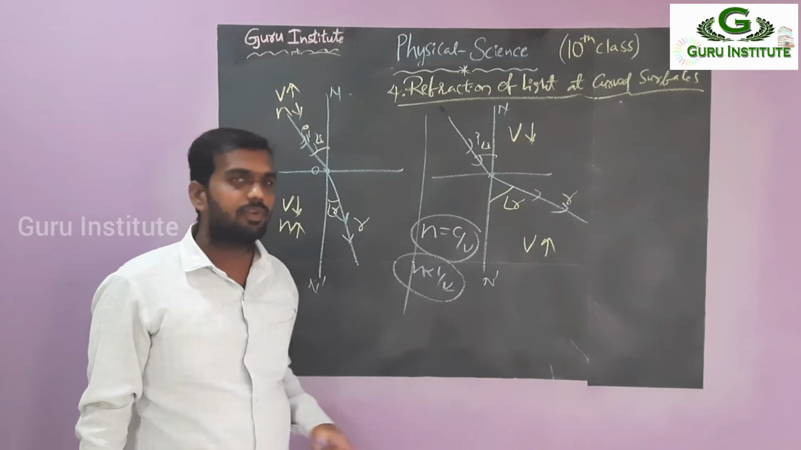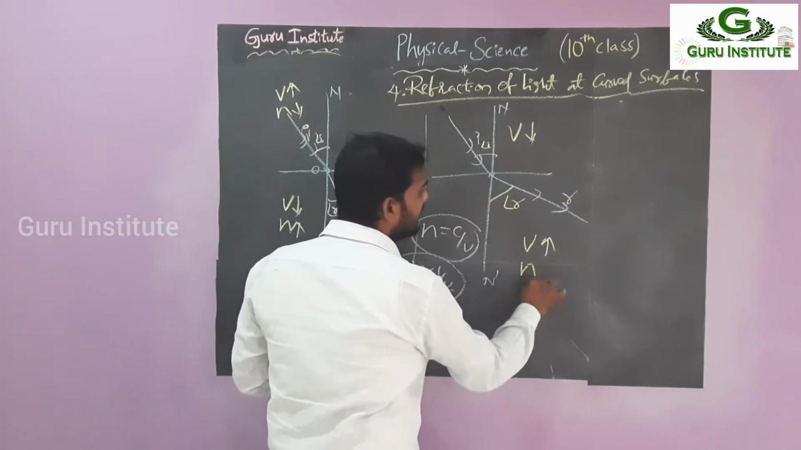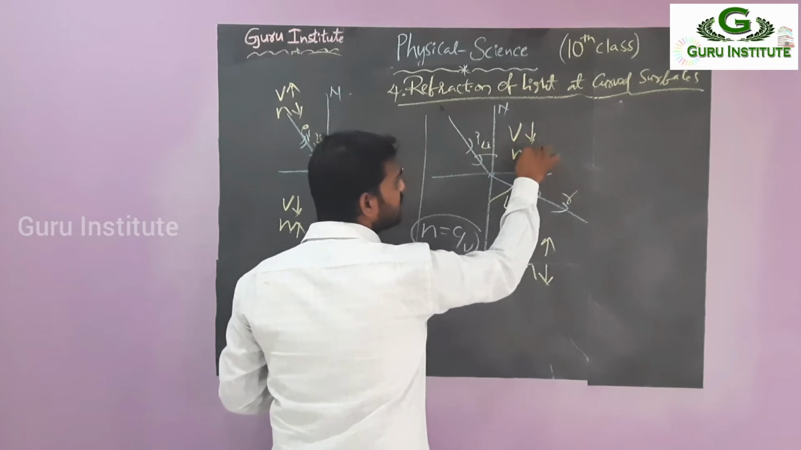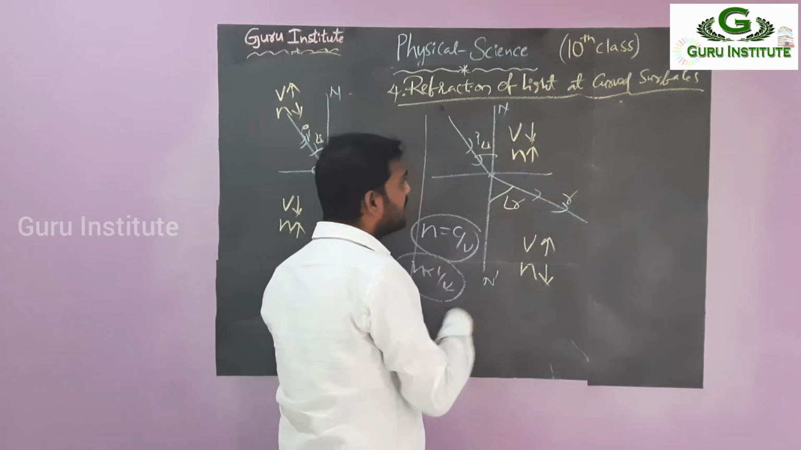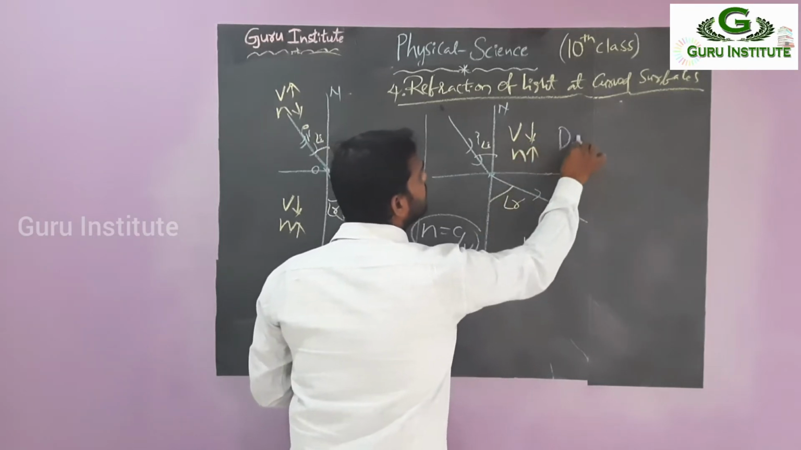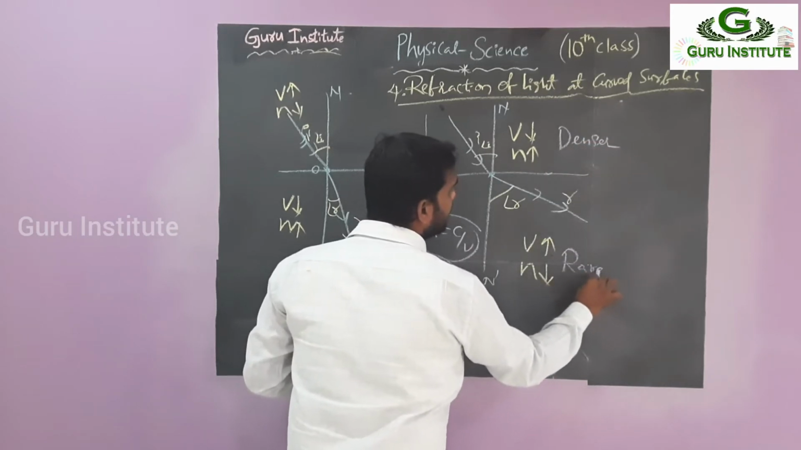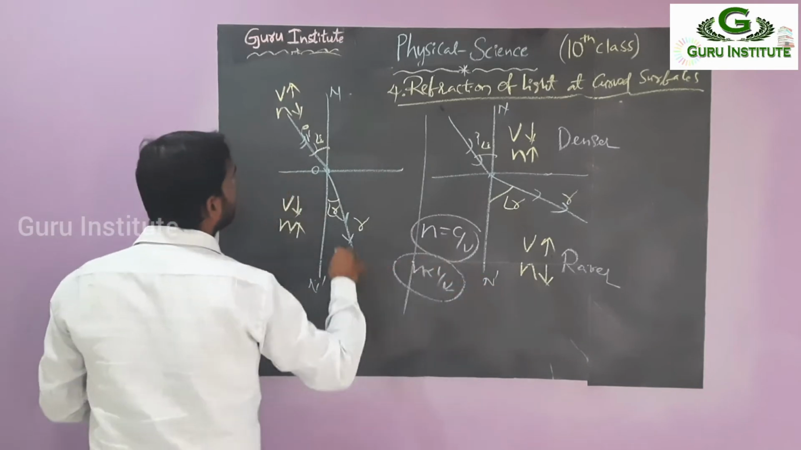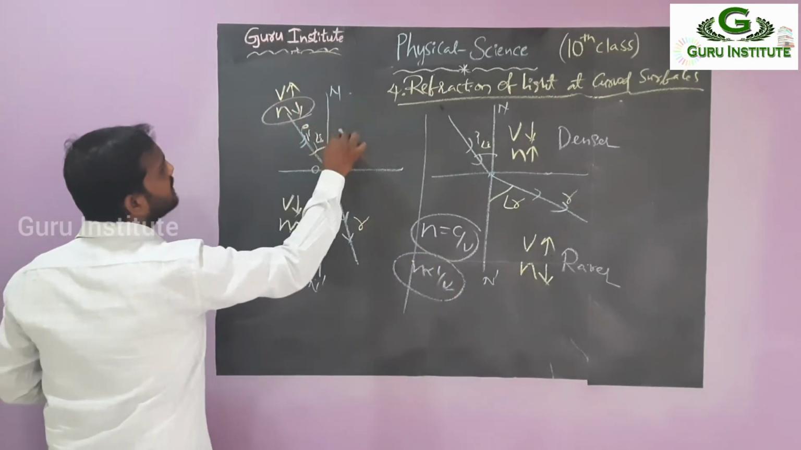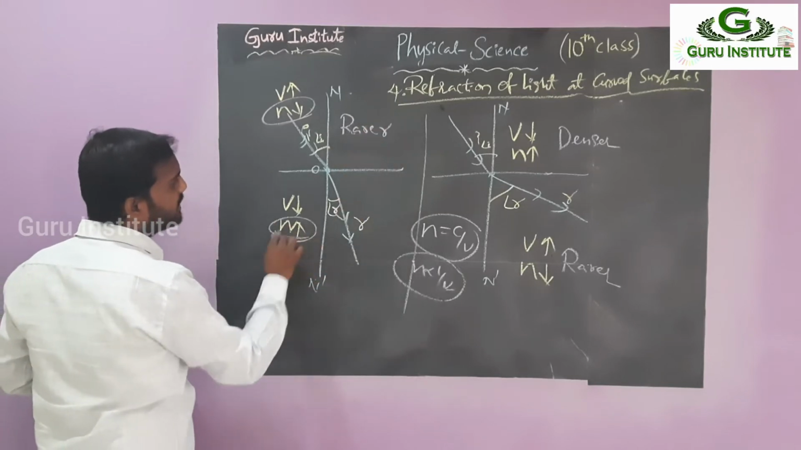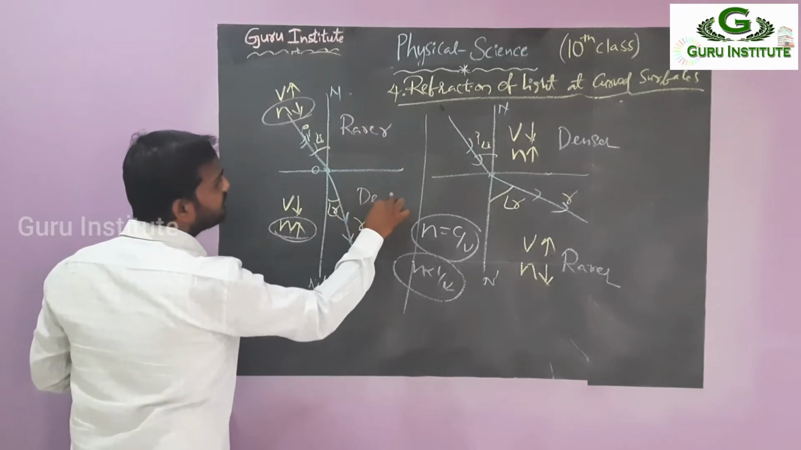That means moving far away from the normal. V is more means N is less. V is less means N is more. N is more means what is the name here? Denser medium. What is the name here? Rarer medium. N is less means rarer medium. N is more means denser medium.